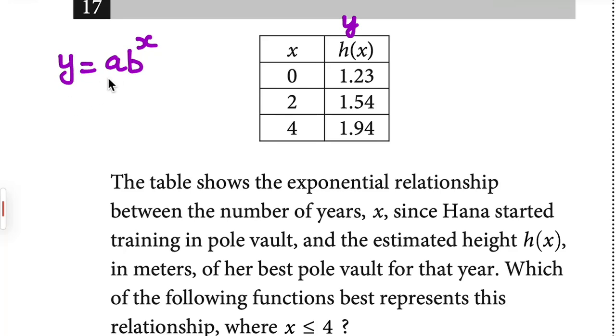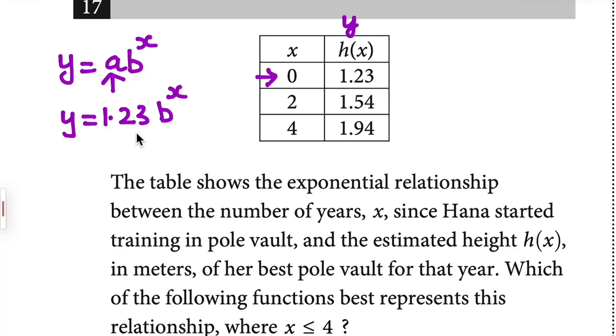Now, what is a here? a is the initial value. Initial value means when x is 0. So from the table we can see that when x is 0, the value of y is 1.23. So that is the initial value. So y is equal to 1.23 b to the power x.